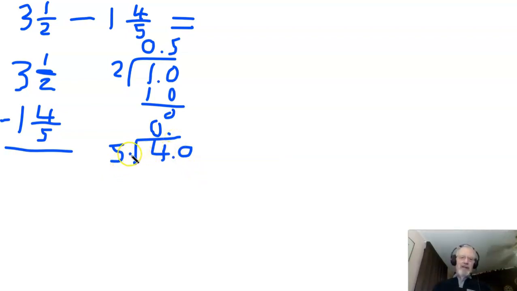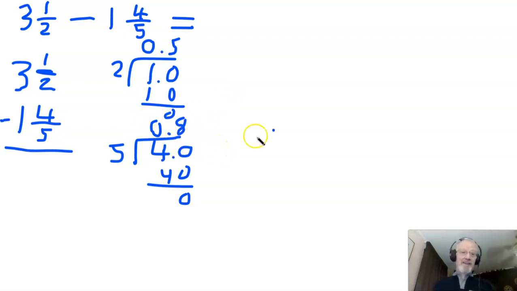So 5 doesn't go into 4, but 5 does go into 40. 5 times something is 40. 5 times 8 is exactly 40. And 40 minus 40 is nothing. So I know that 4/5 is the same as 8 tenths. That makes sense. 4/5 is the same as 8 tenths. And that's how we say 0.8, 8 tenths.